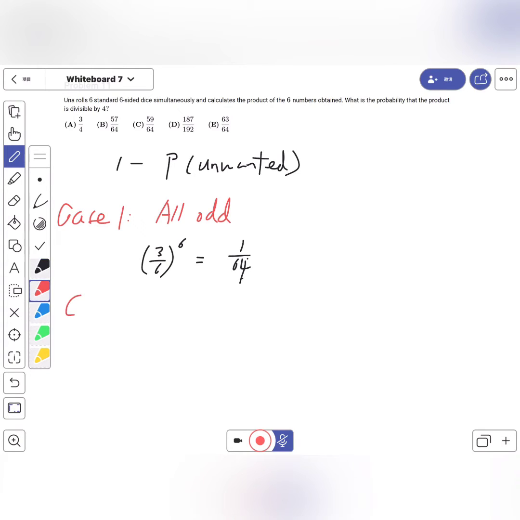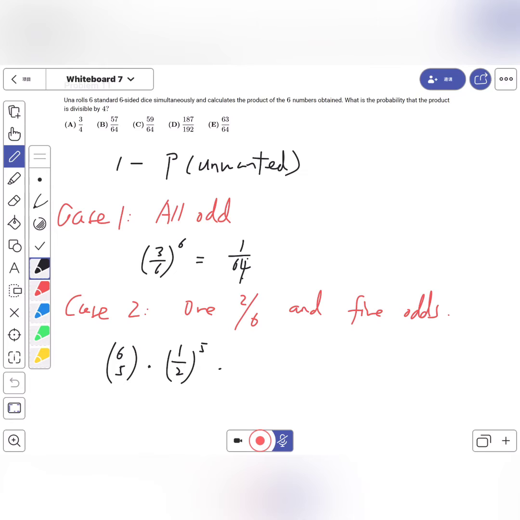And case 2, when we have a 1, 2, or 6, and 5 odds. For this one, we have to first choose 5 from 6 for the odds, and then multiply by 1/2 to the 5th power. And then we multiply by 1/3, because we can have 2 or 6 out of the 6 possible choices. And this gives 2 over 32, which is equal to 1 over 16.